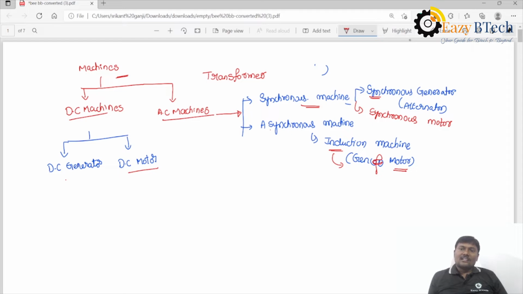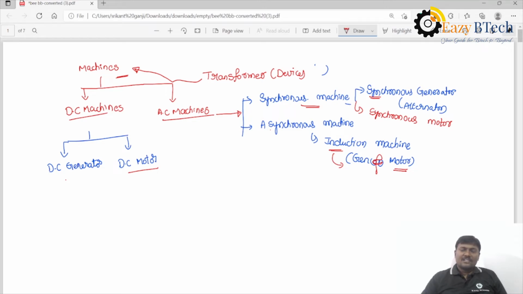Generally, a transformer is not a machine, it is a device. The principles which are used in DC machines and AC machines can be used in transformer. That's why these transformer concepts are there in the machines subject.